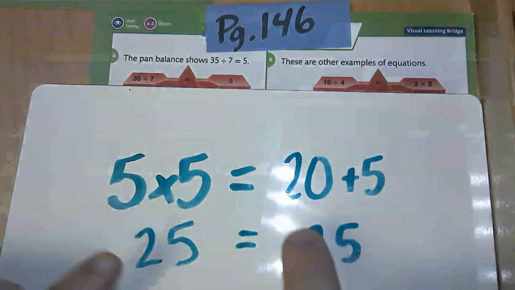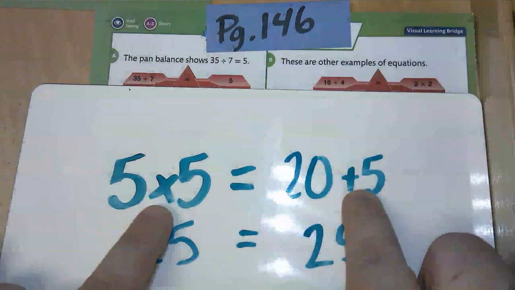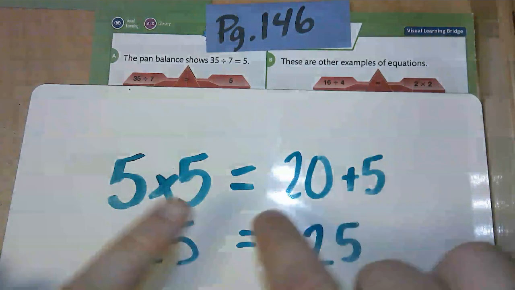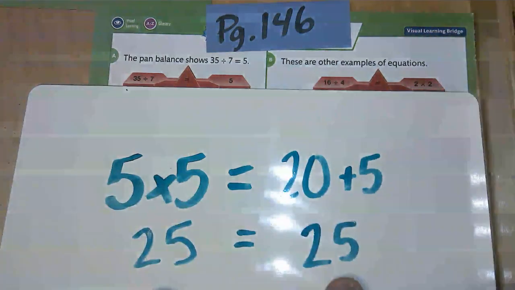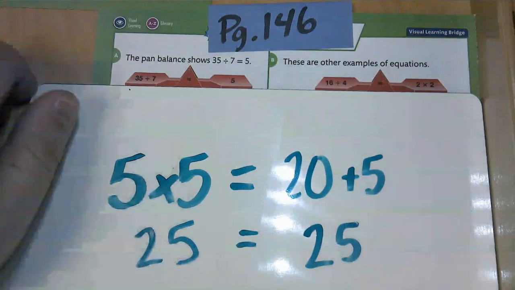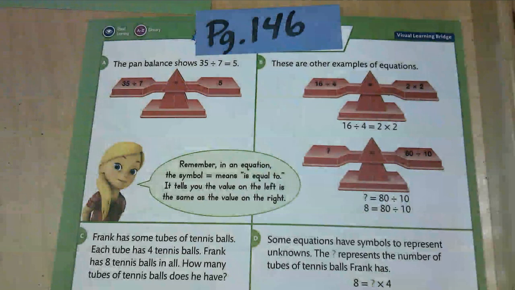These are equal. So even though over here I'm using addition, over here I'm using multiplication, the equation still checks out. It is still equal because at the end, when I solve all of those, I get the same answer on both sides. All that the pan scale cares about is whether or not we have the same amount on both sides. All right, that's what we're trying to figure out today.